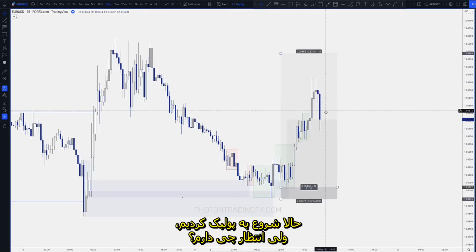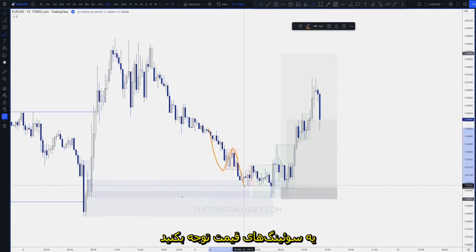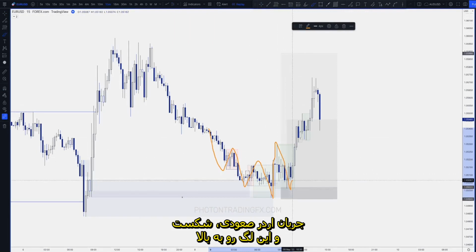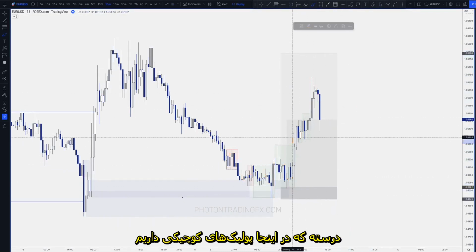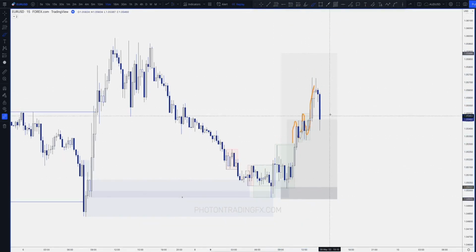Now at this point we start to pull back, but what would I be expecting? Well, look at the swings in price. Bullish order flow, break up, and then one leg up here. So I would be expecting that price could come all the way down to this strong internal low and still continue bullish order flow. Yes, there are some little pullbacks here, but I would just view that as small internal structure of the larger internal structure.